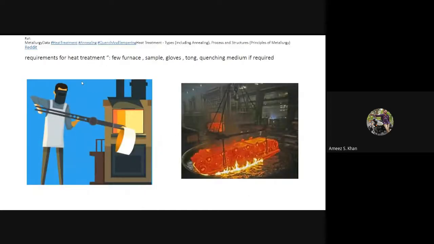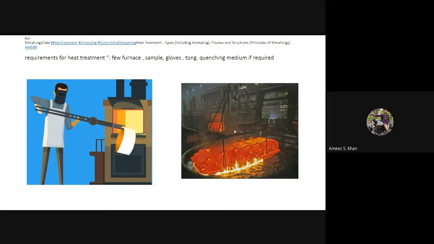Okay. So what are the requirements for heat treatment? Suppose you want to do heat treatment of a steel. What do you require? Obviously, you require a furnace. You can see a figure. You require the desired sample, so this is the steel sample. A furnace is required because with the furnace we can raise the temperature. We require a sample, a tong to hold the sample for our safety, and some gloves.